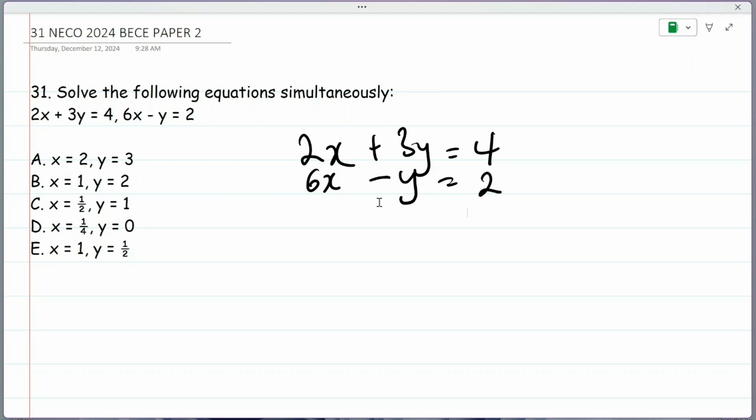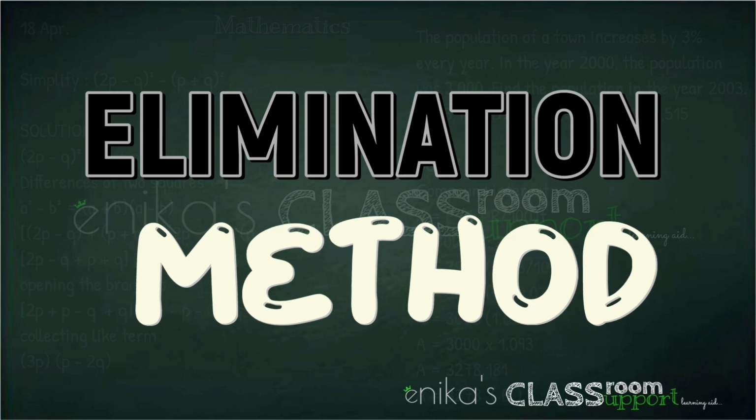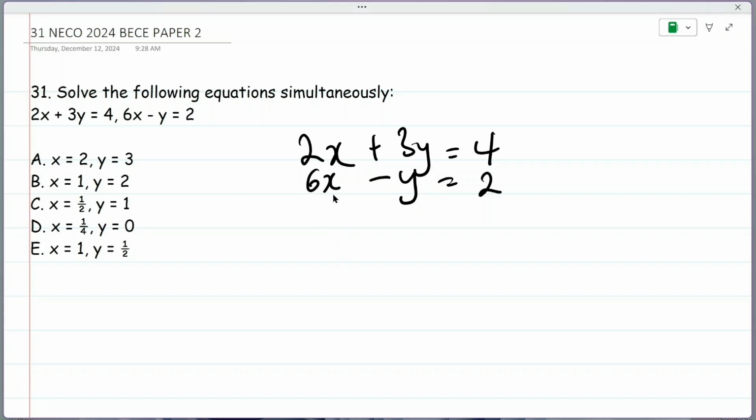But in this case, we'll be solving it by both the elimination method and the substitution method, so students can understand and be well grounded in both. Method 1. Simultaneous equation by elimination. Let's start with the elimination method.